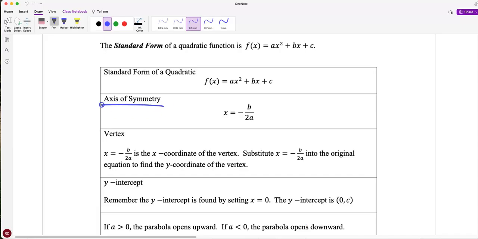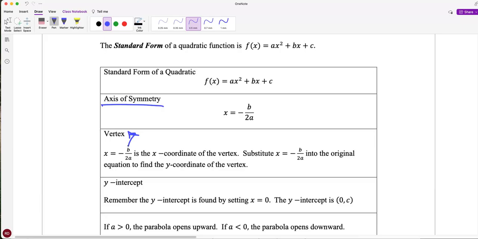The axis of symmetry is the line x equals negative b over 2a. If that's the axis of symmetry, it's also the x value of the vertex. If you know the x value of the vertex, you plug it in to find the y value. So to find the vertex, you plug in x equals negative b over 2a.